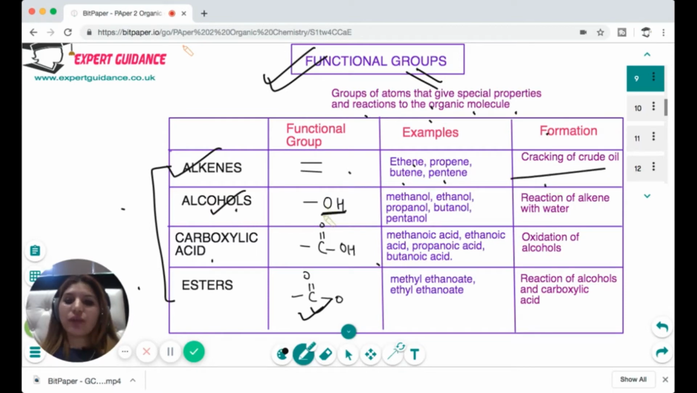Alcohol is a hydrocarbon chain with an OH, and we name it with -ol. So one carbon alcohol is methanol, two carbon is ethanol, then propanol, butanol, and pentanol, and we can make alcohol by reacting alkene with water or steam.